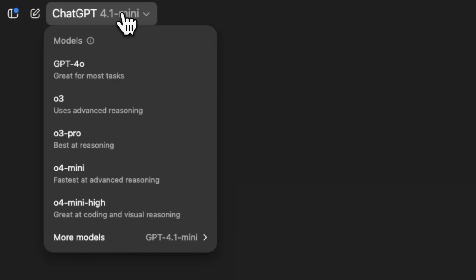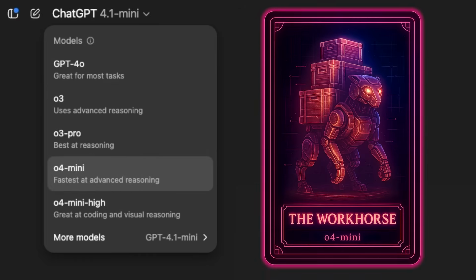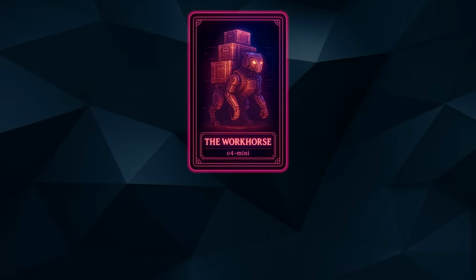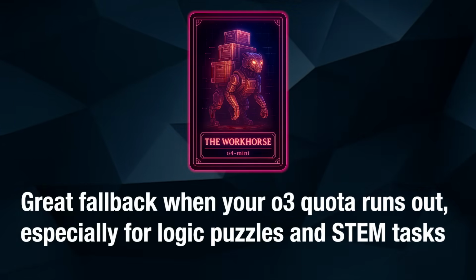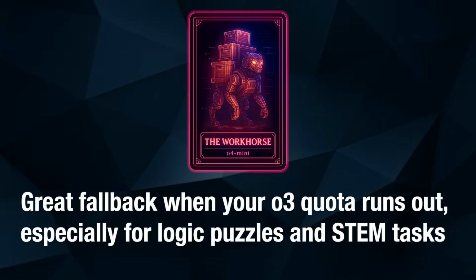They're not as publicized as GPT-4o or O3, but they're quietly becoming favorites on the back end. O4 Mini is the underrated workhorse. Its reasoning is surprisingly close to O3, and since O3 dropped in price, it's now only about twice the cost of lighter models like O4 Mini, but that difference still matters for a lot of workflows. It's a great fallback when your O3 quota runs out, especially for logic puzzles and STEM tasks.